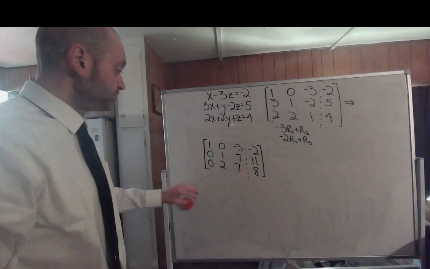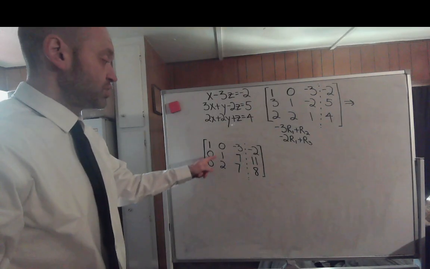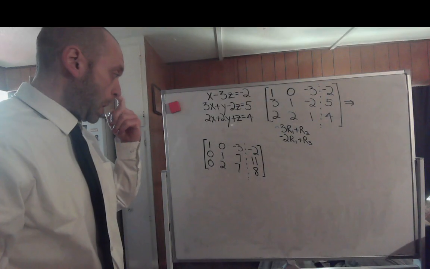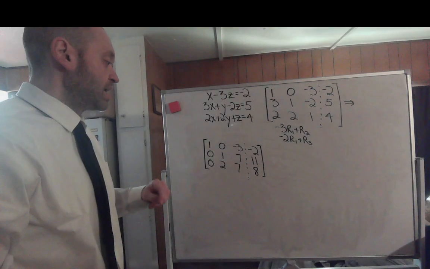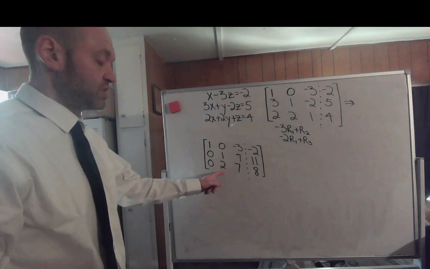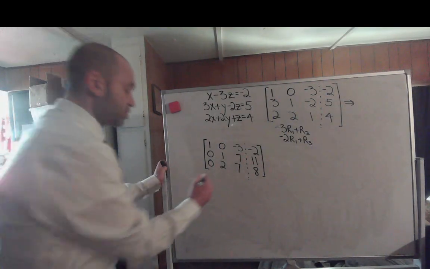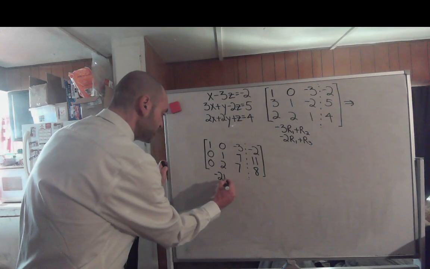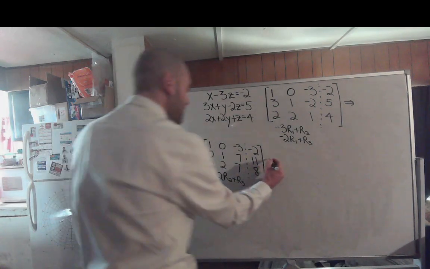Alright, well, we have the first digits in rows 2 and 3 being 0. The next thing I'm going to highly suggest is that we make the second digit in row 3 a 0. That can be done, of course, if I take negative 2 times row 2 and add that to row 3, I can certainly accomplish that.